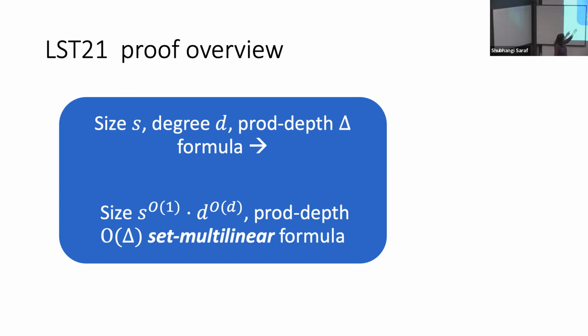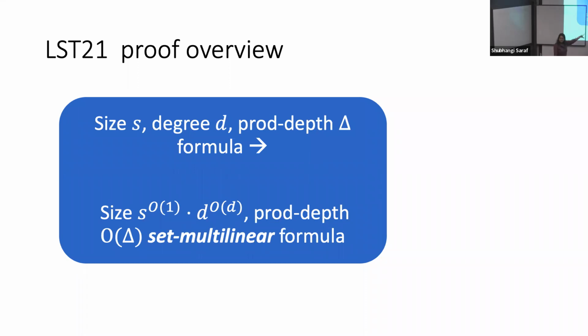It blew up to polynomial in s times d to the big O of d. So if d is like n, then d to the order d is like n to the n, and so it's a prohibitively big blow up. But what's interesting is that if d is small, if d is like log n over log log n, then this blow up is actually a quasi-polynomial blow up.